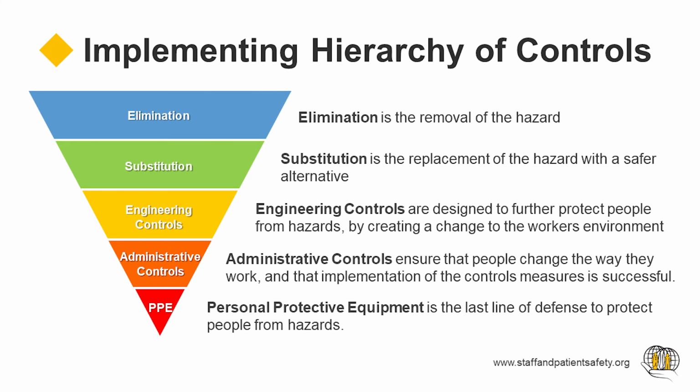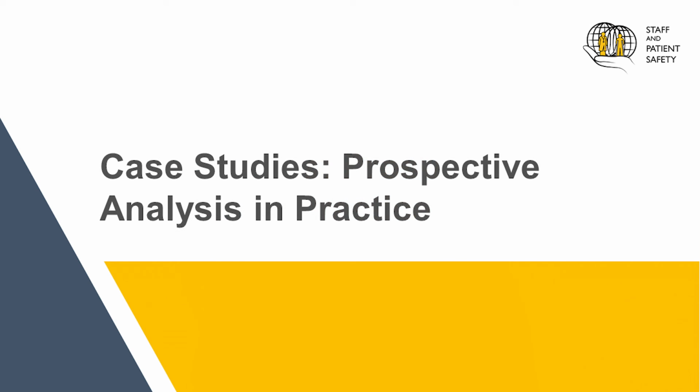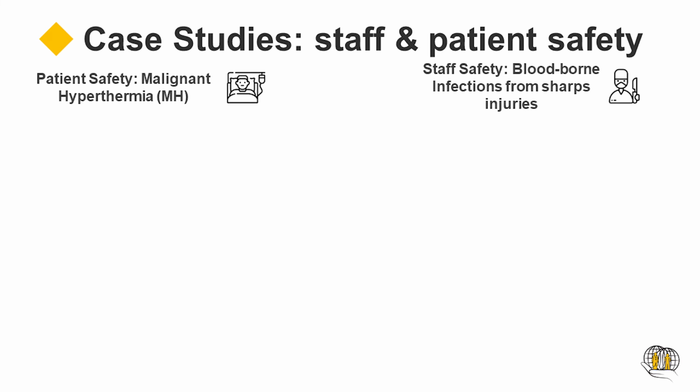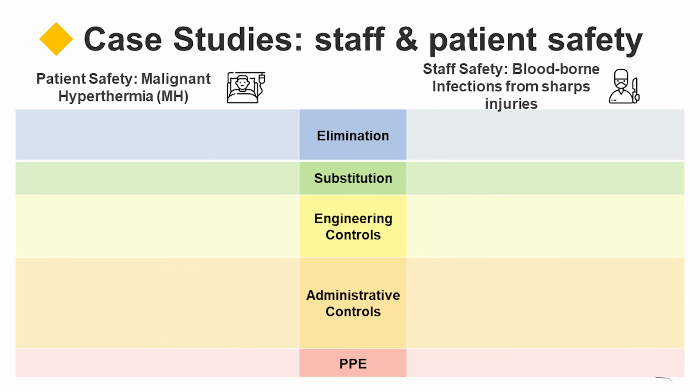To illustrate how prospective analysis can be utilized in clinical practice, we will look at case studies now, one pertaining to patient safety and one to staff safety. We will now review how the hierarchy of controls can be applied to a patient safety hazard, malignant hyperthermia, and a staff safety hazard, bloodborne infections from sharp injuries.